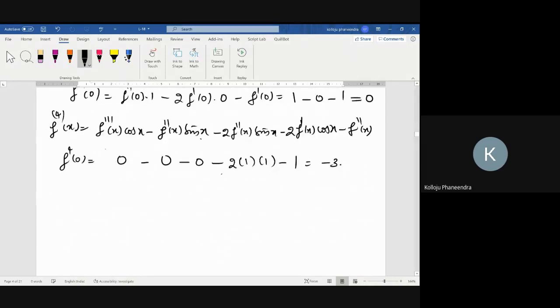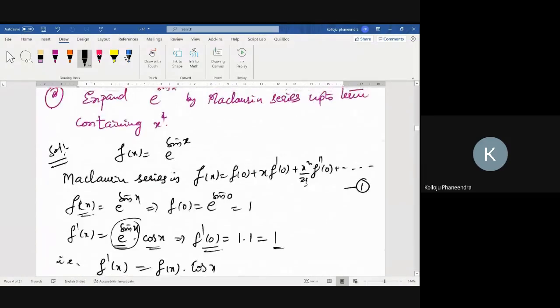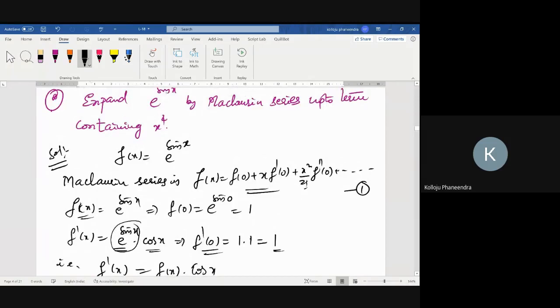That's enough. Okay. Therefore, up to the fourth, f of x equals f of 0, equation 1. In this one, f of 0 value is 1.